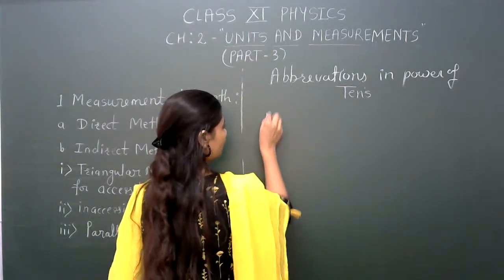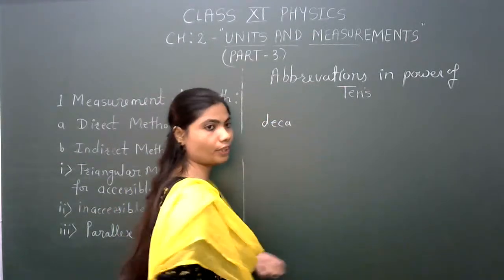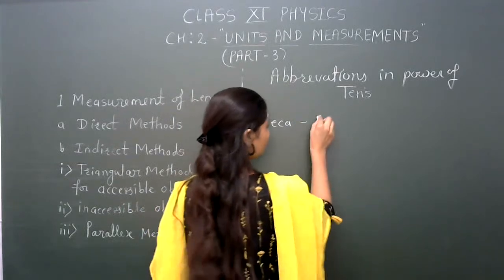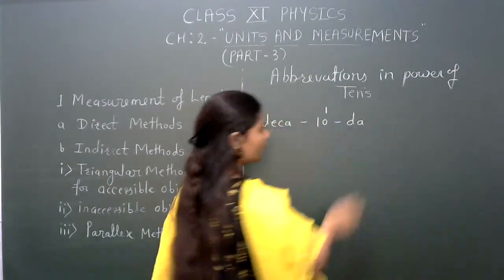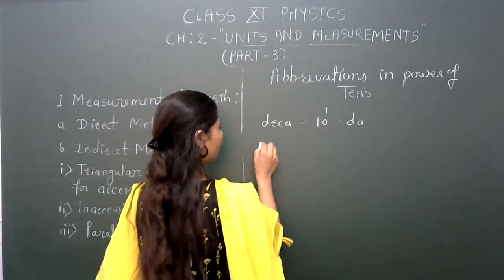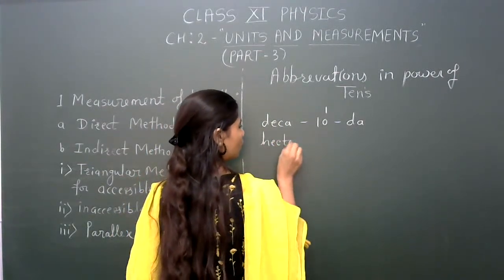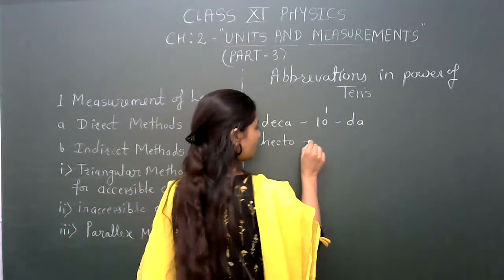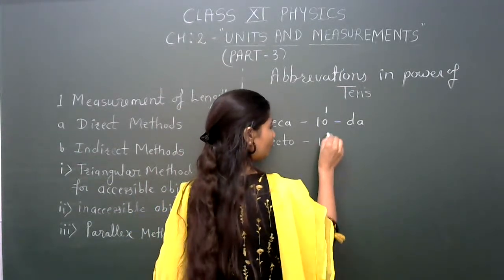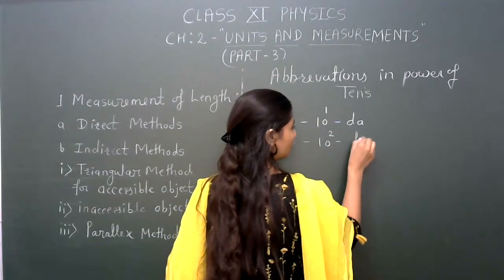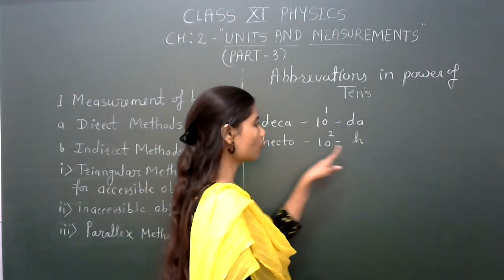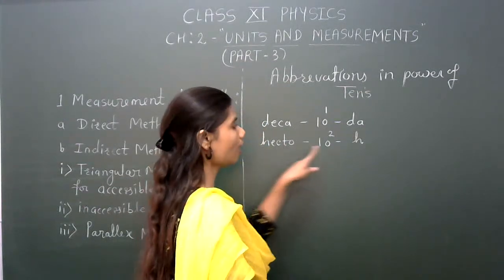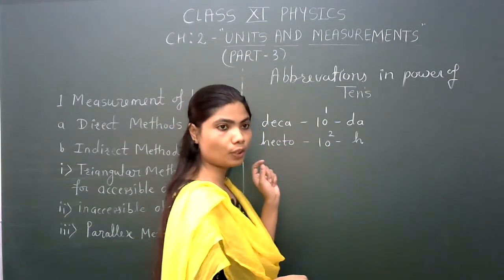First is deca, which is 10 to the power plus 1, represented as small d, small a. Next is hecto, 10 to the power plus 2, written as symbol small h. If there is a small h, you have to understand it is hecto, and in power of 10 it is 10 to the power 2.